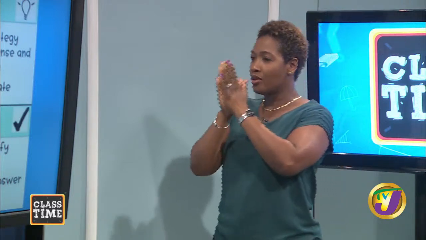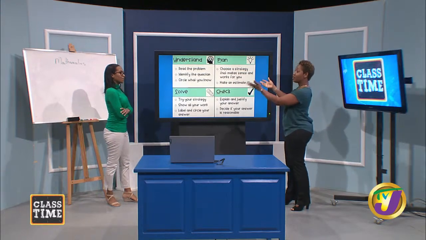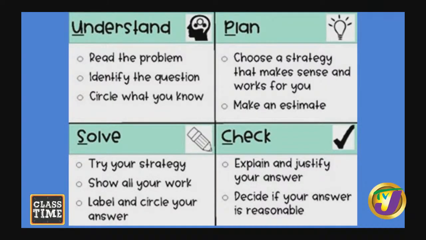Problem solving. When you are faced with a problem, we must first understand the problem. We may read the problem maybe twice, identify the question or questions, and circle what you know. That's understanding the problem. Then next, we plan. Choose a strategy that makes sense and works for you. That first strategy worked for us this time, but it may not always work, so it's always okay to make another plan. Then make an estimate. What do you think the answer may look like? Solve: try your strategy, show all your work, label and circle your answer.